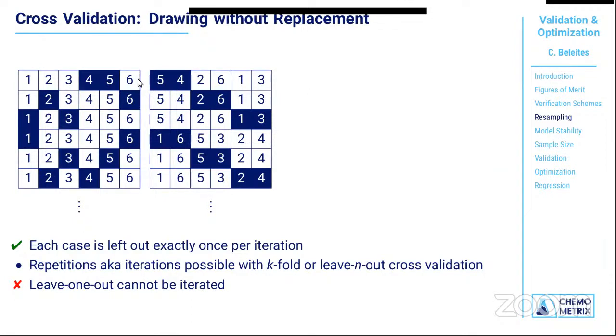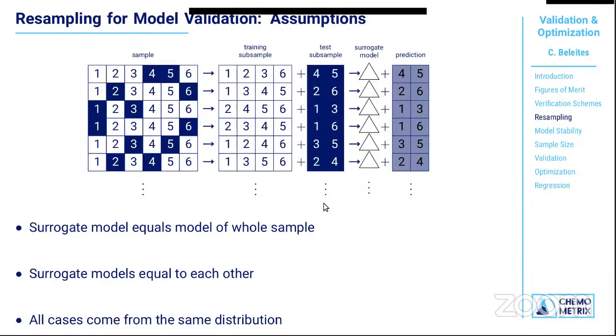So in our case, with n equals 6, k equals 3, threefold, or leave 2 out are equivalent, are the same, not even equivalent, the same. There's one exception: leave 1 out cannot be iterated, and that's a perfectly fine reason for never doing leave 1 out cross-validation if you can avoid it. Because these iterations help us, as we'll see in a few slides.